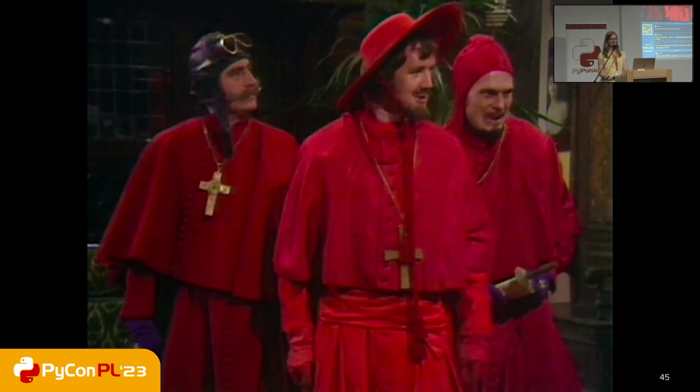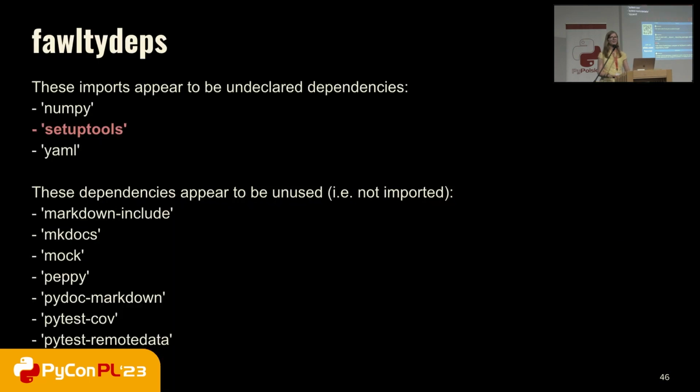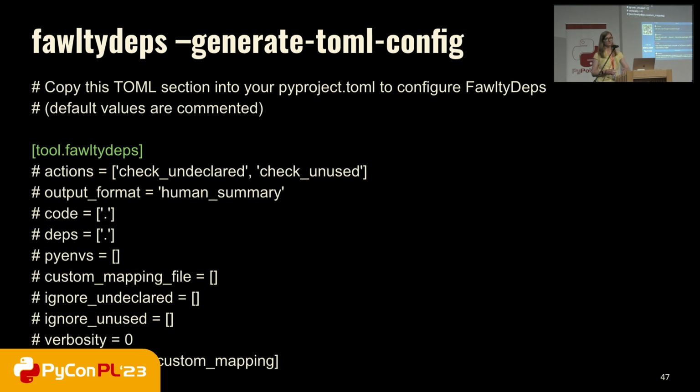But that's not the end. Why is it not the end? Because if you run FawltyDeps, you do not want to have all this information every time you run it, even though you installed the NumPy library. So setuptools usually comes with your pip. That's why we do not want to include setuptools in the display of undeclared dependencies, because it's usually just there. So what can we do? As you probably agree, programmers are rather lazy creatures, and we do not want to do things multiple times, and if we have to do it twice, we would probably automate it.